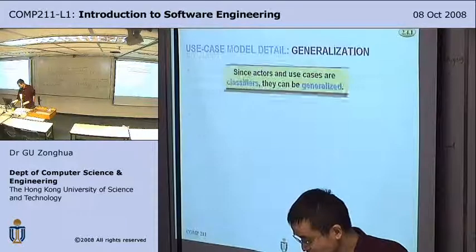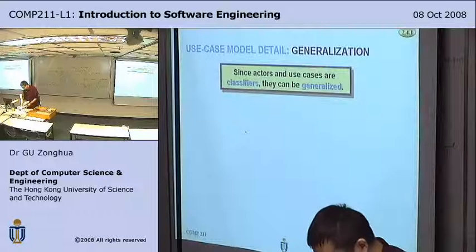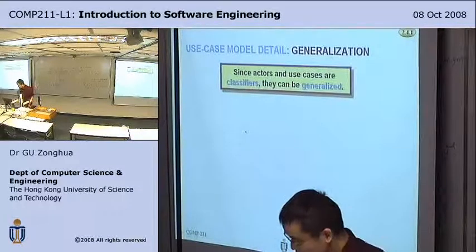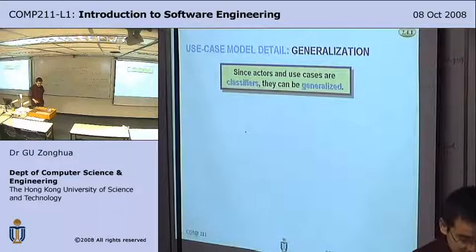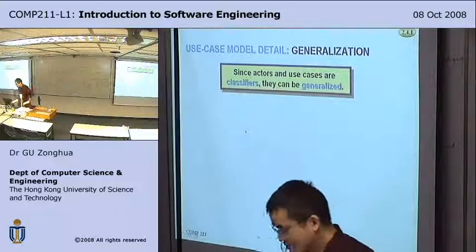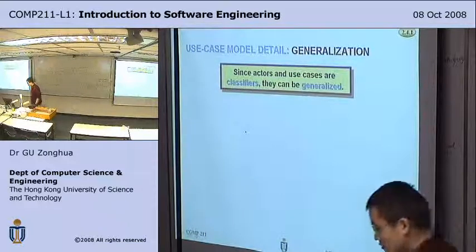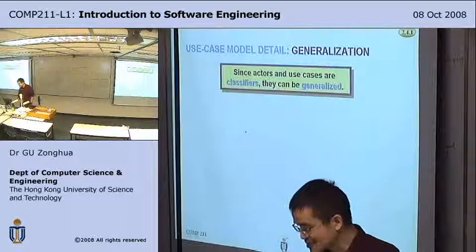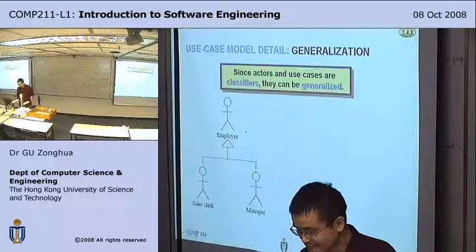So, use case model detail, you can have generalization. Since actors and use cases are classifiers, that is, they're classes, even though they look funny. They're just special classes. So anything that applies to classes also applies to actors and use cases. So, for example, they can be generalized. We saw this before already.